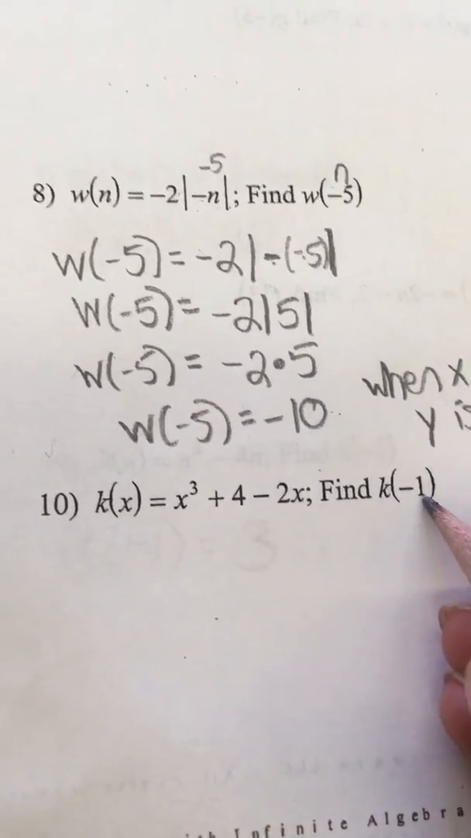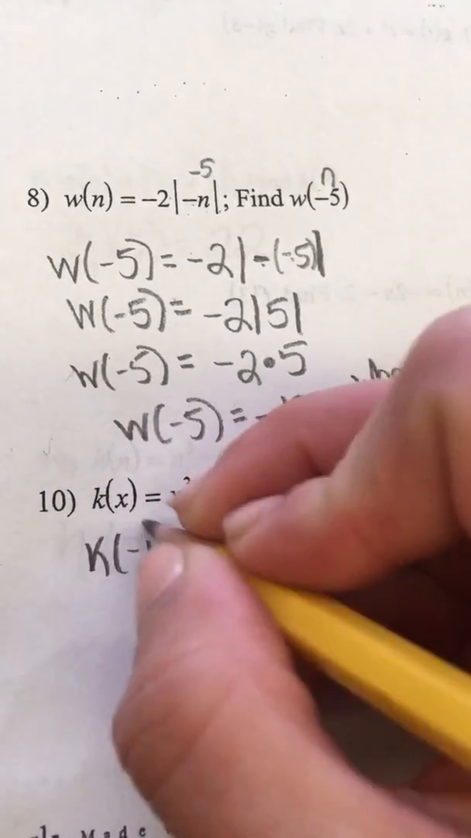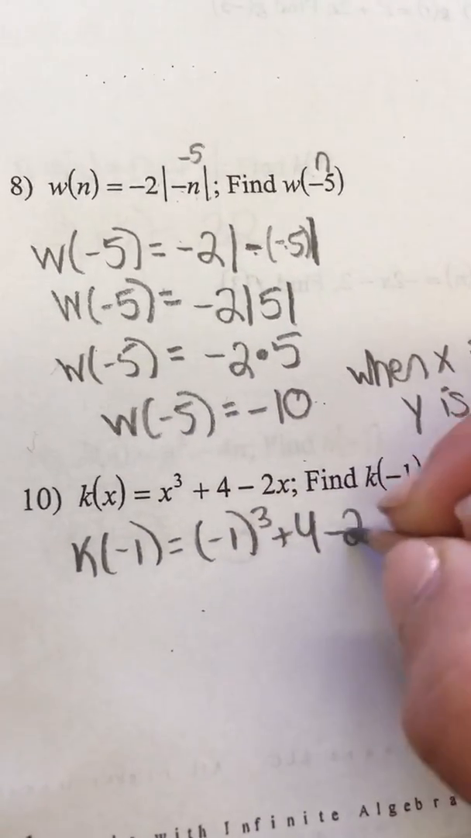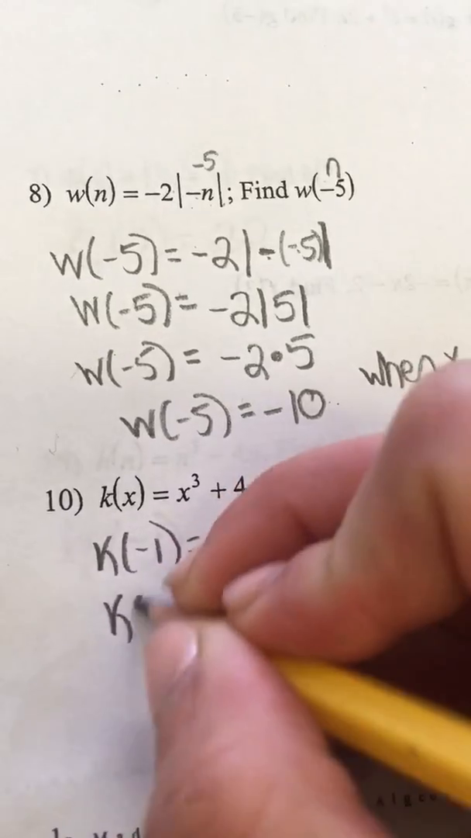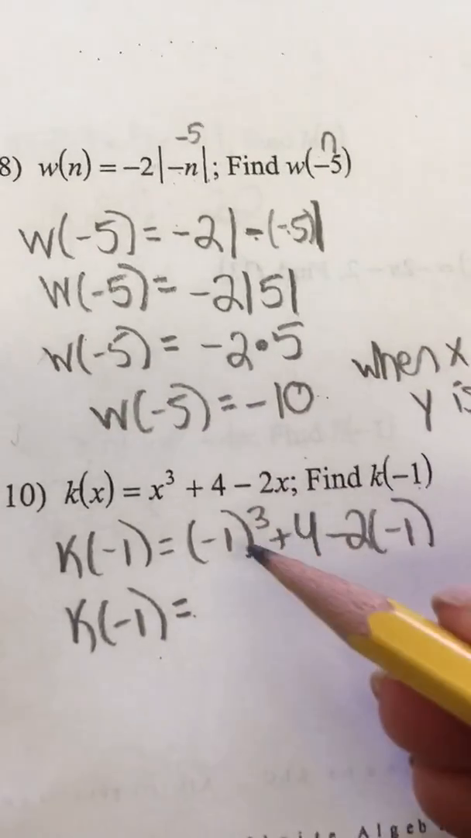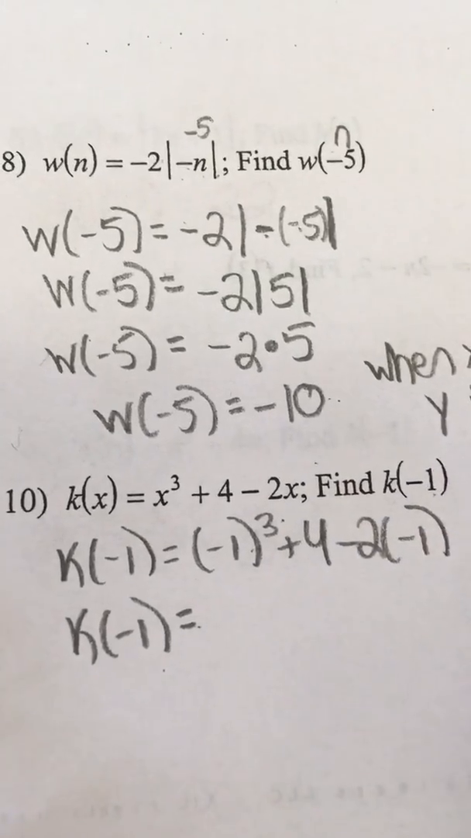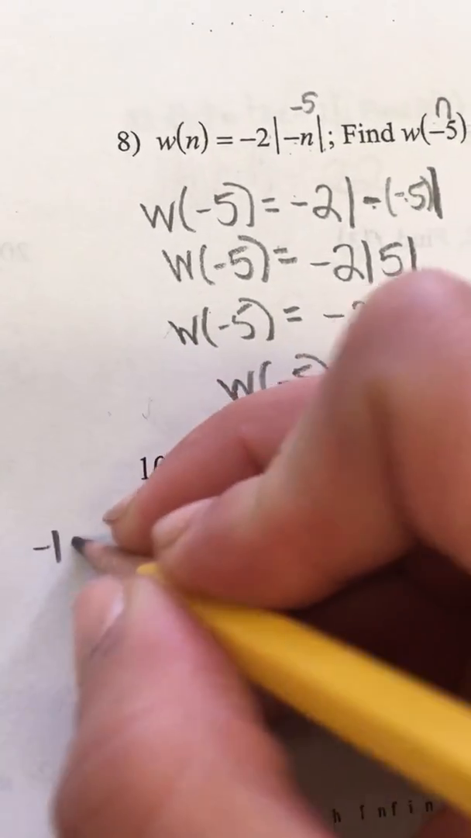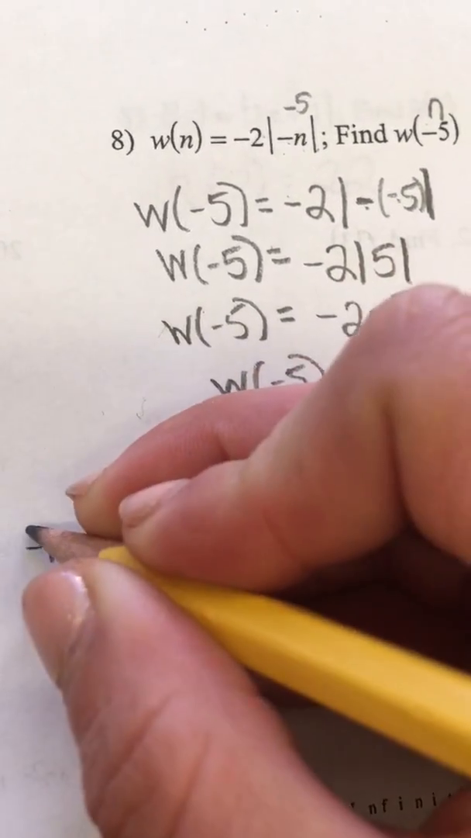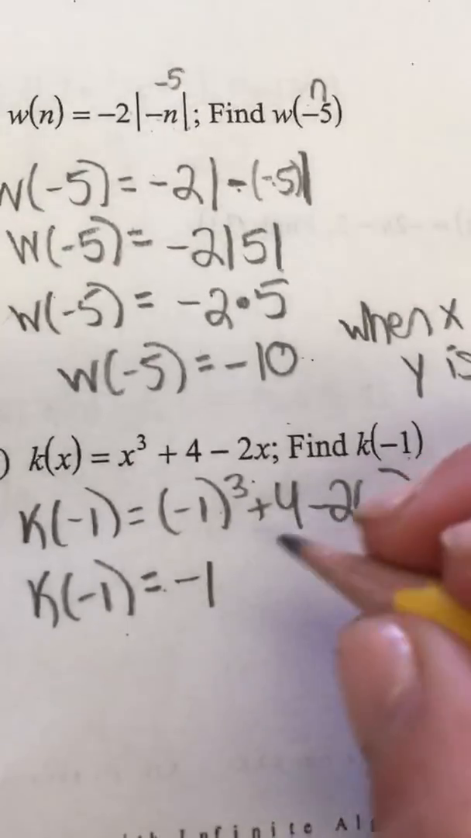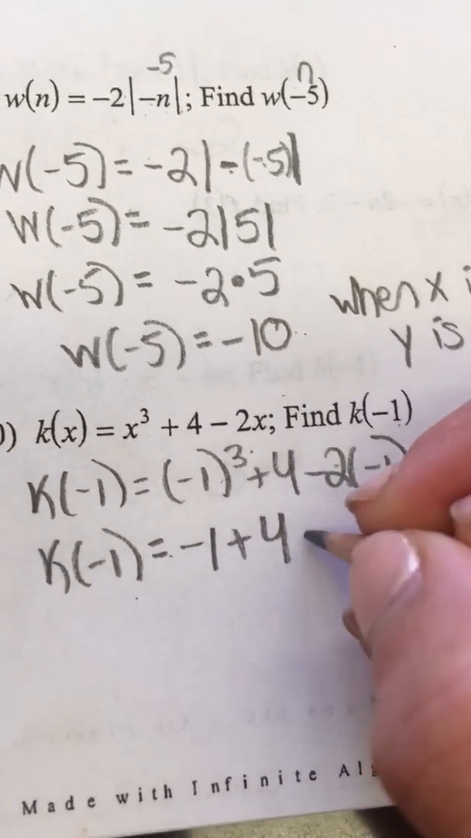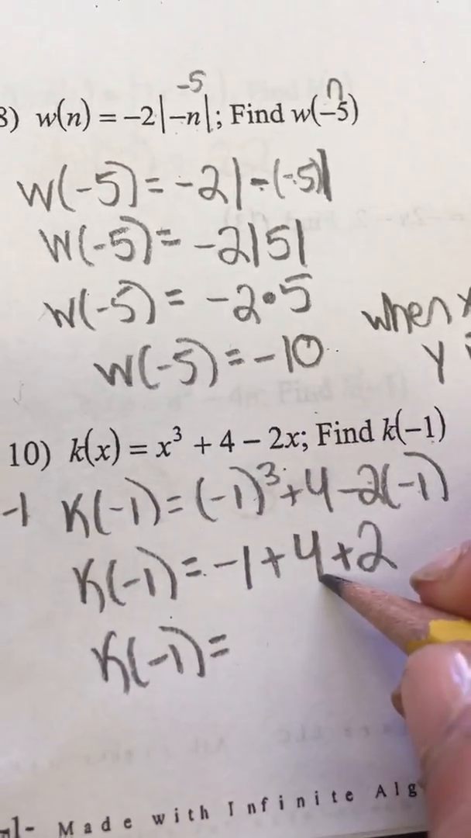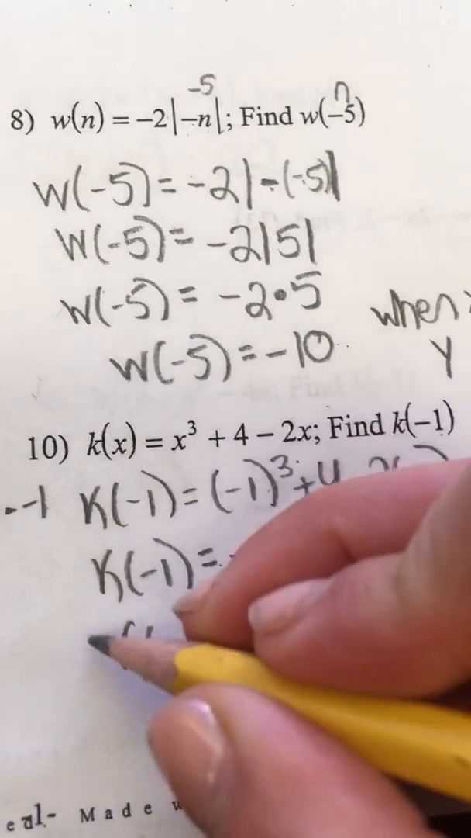So when you're plugging in negative 1, k of negative 1 equals negative 1 cubed plus 4 minus 2 times negative 1. Left side just stays as notation. Negative 1 cubed means negative 1 times negative 1 times negative 1, which is negative 1. So if you have a negative 1 times itself 3 times, 2 of them make a positive, left over would be a negative. Plus 4, negative times negative is positive 2. So your final answer would be k of negative 1 equals 3 plus 2, which is 5.